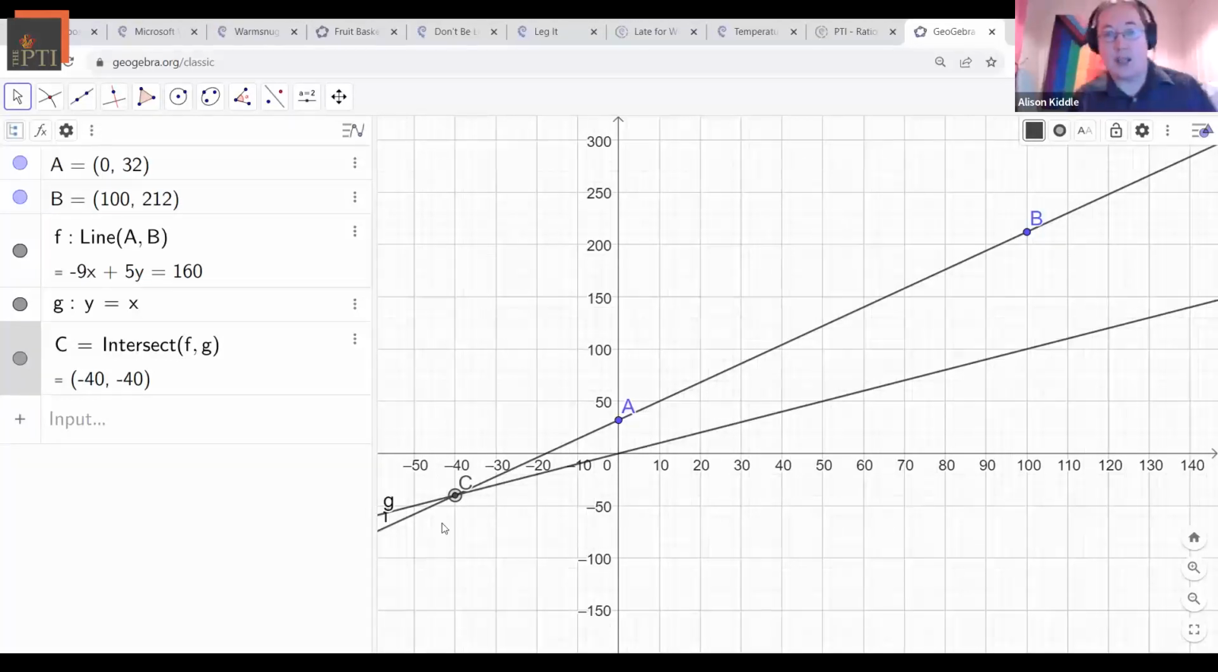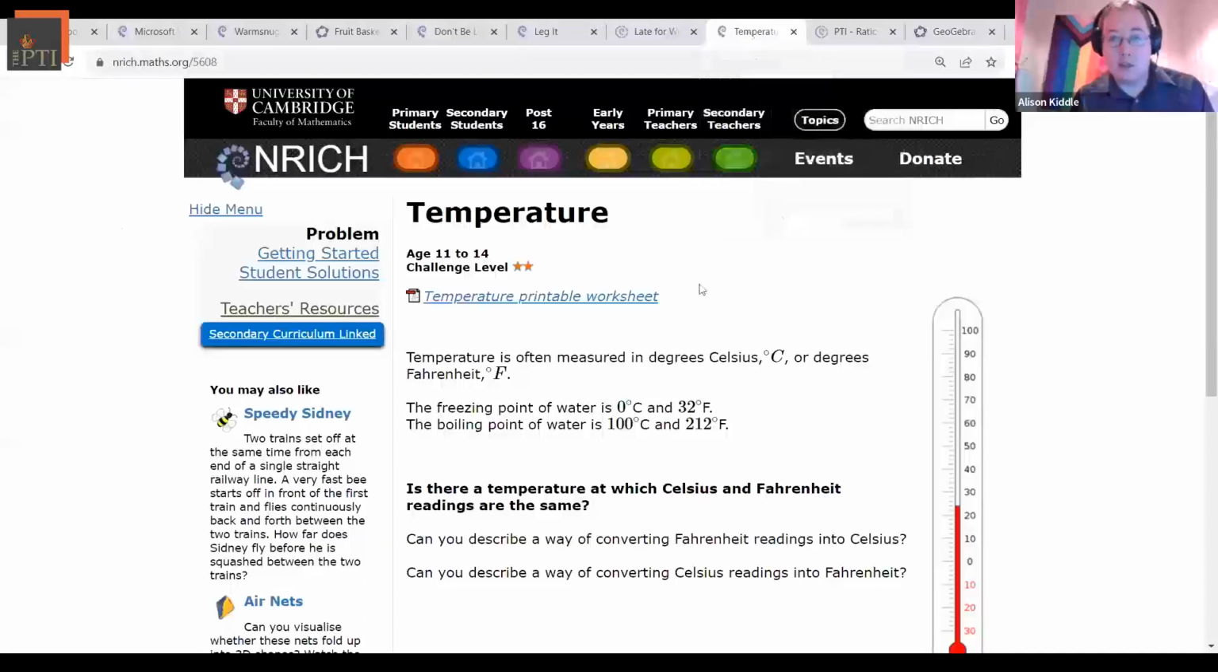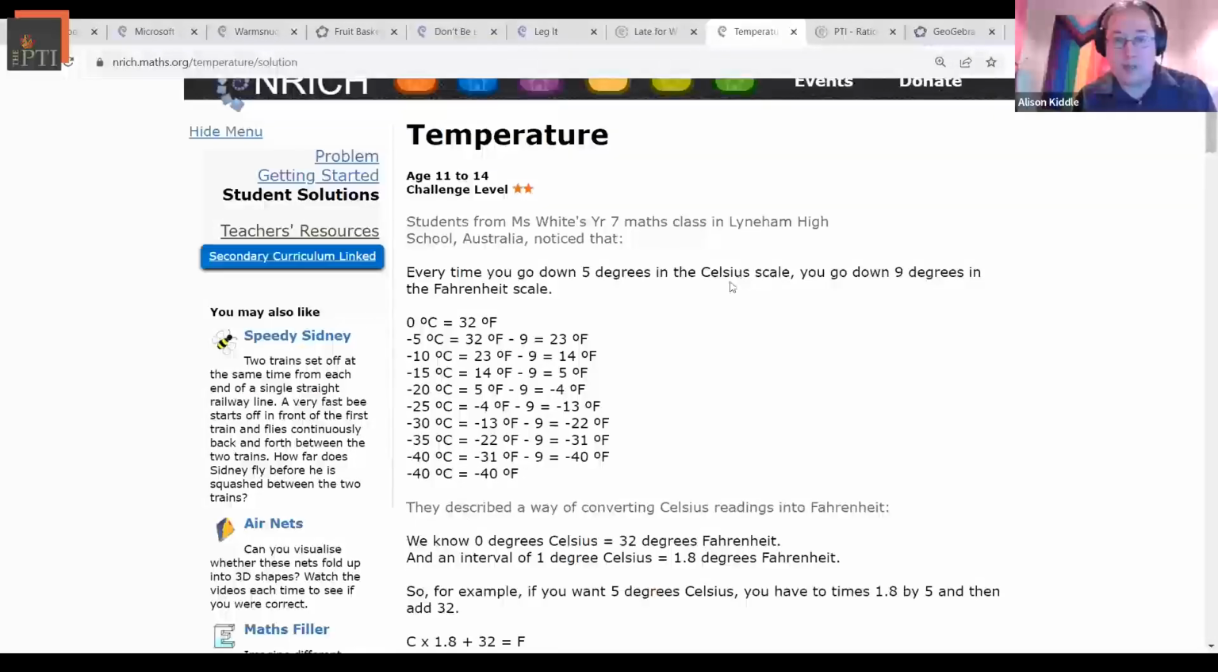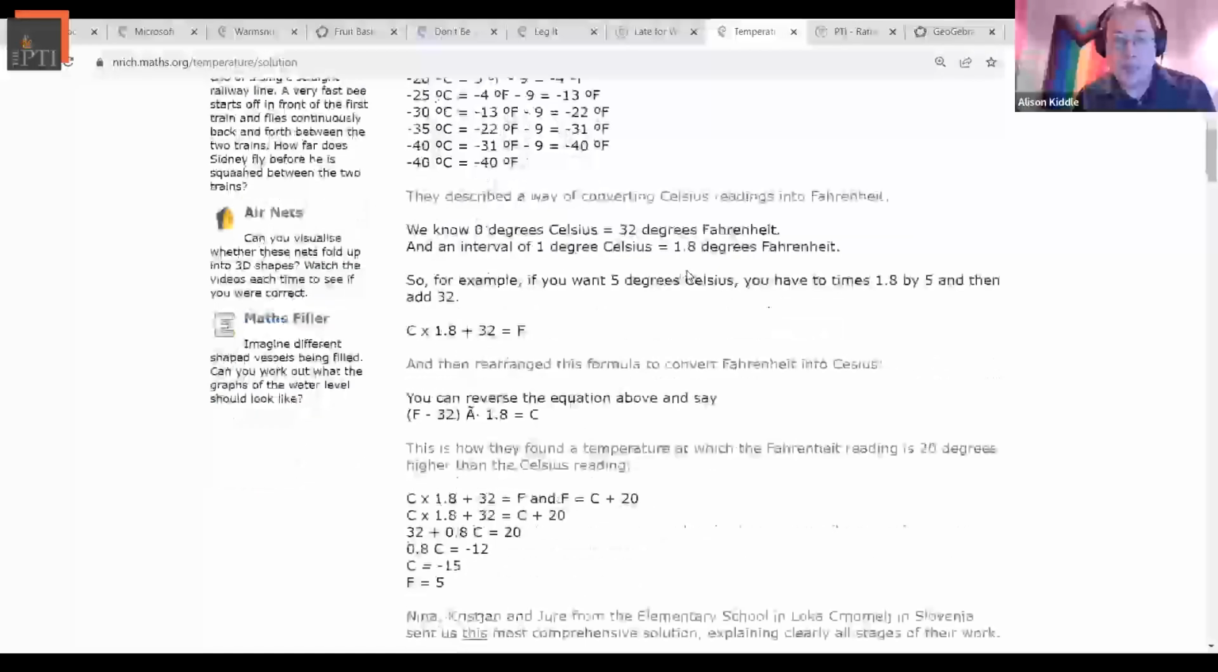So that's going to be the solution of the problem. And so if we go back to the problem Temperature and look at the student solutions, you'll see all of the things that we've just discussed are things that students submitted when this problem was published on the site. So some students noticed that if you went down by 9 on the Fahrenheit, you went down by 5 on the Celsius, which is equivalent to our 18 and 10.